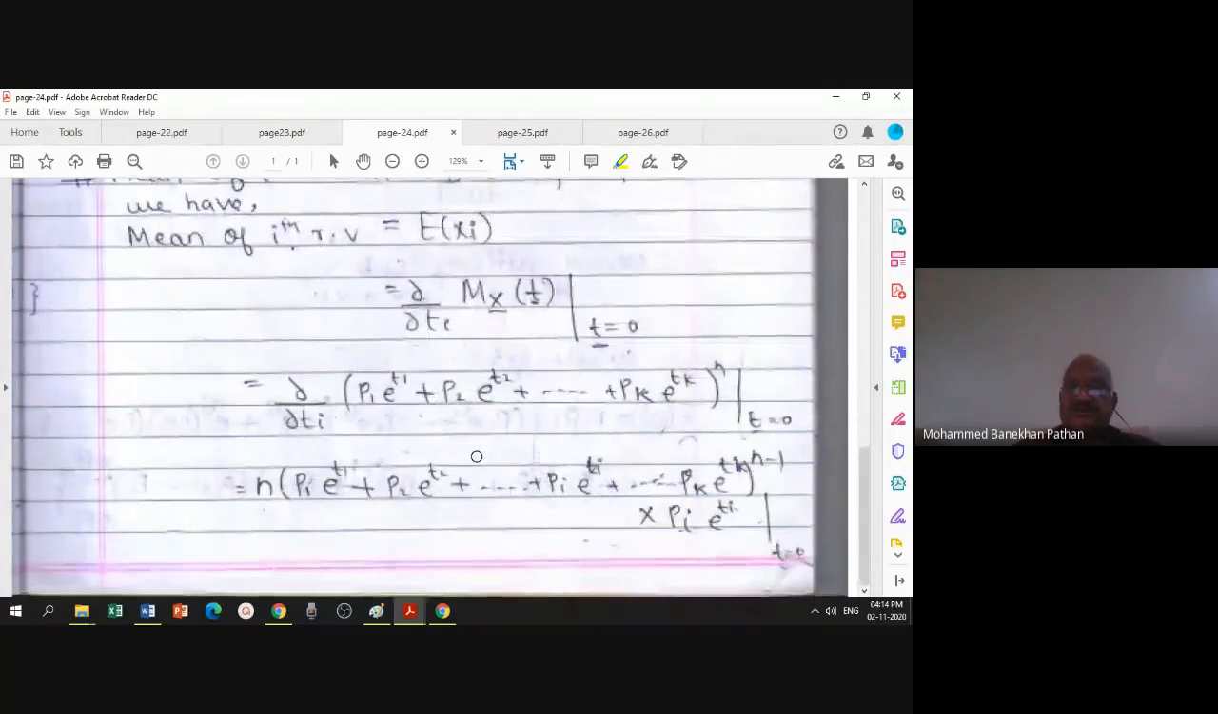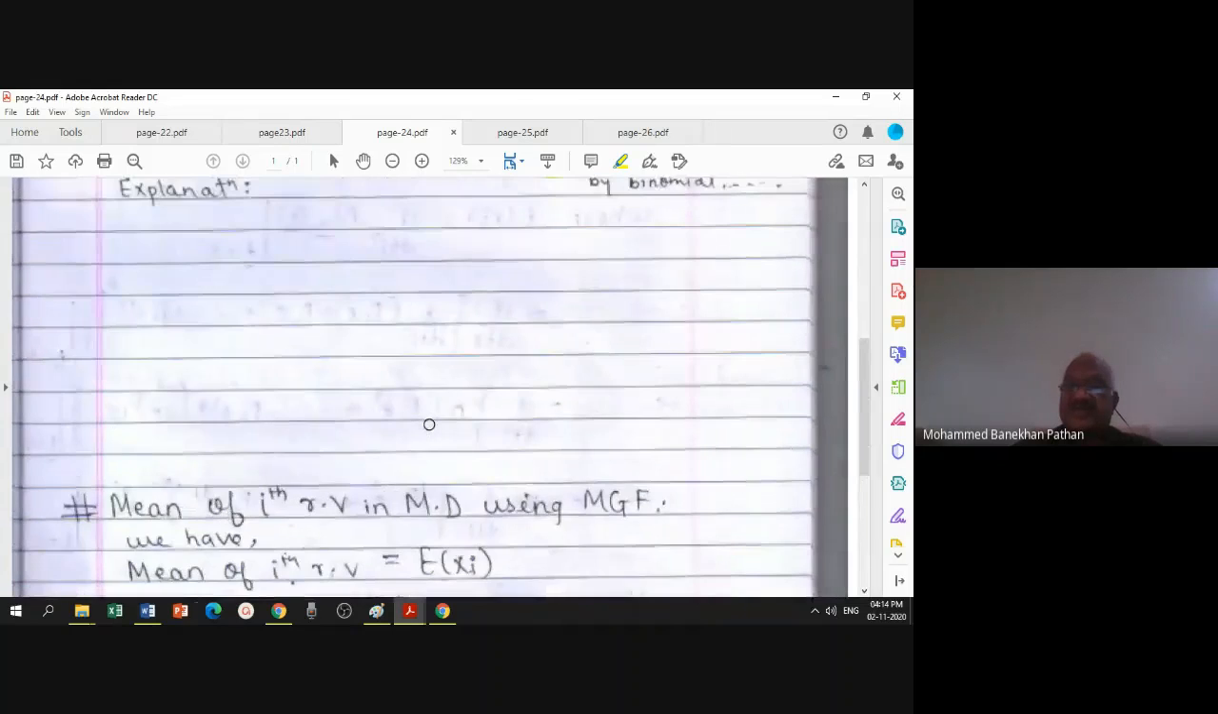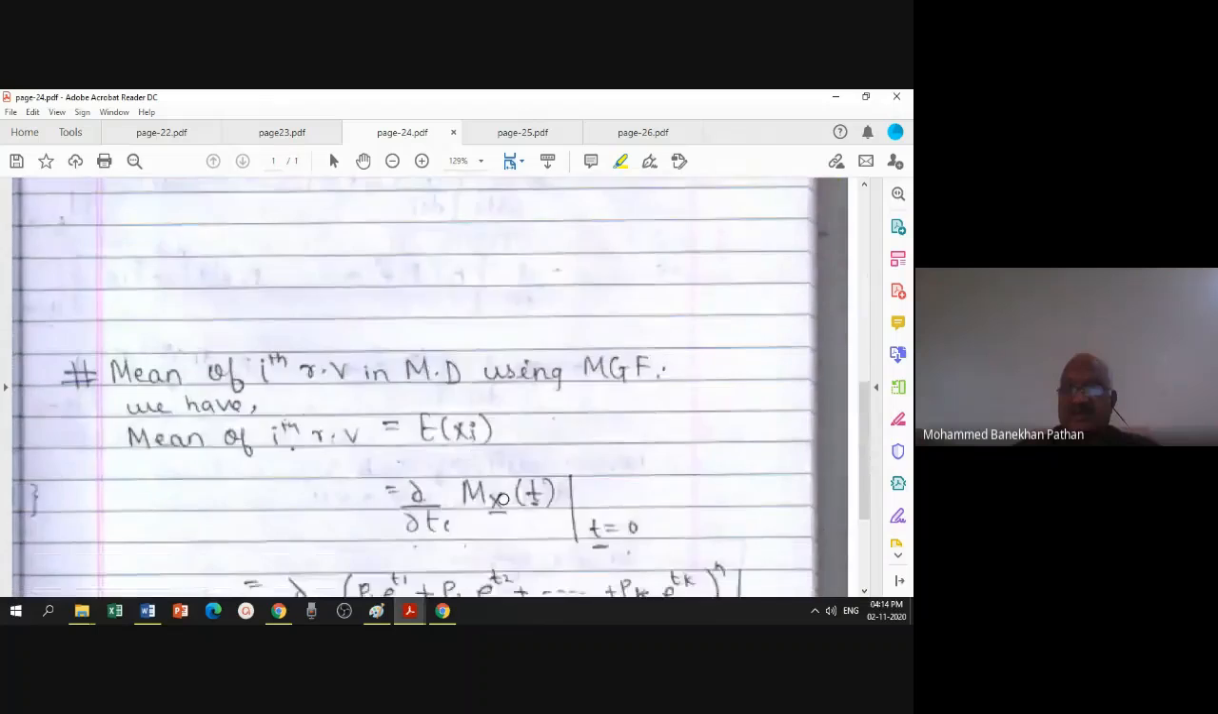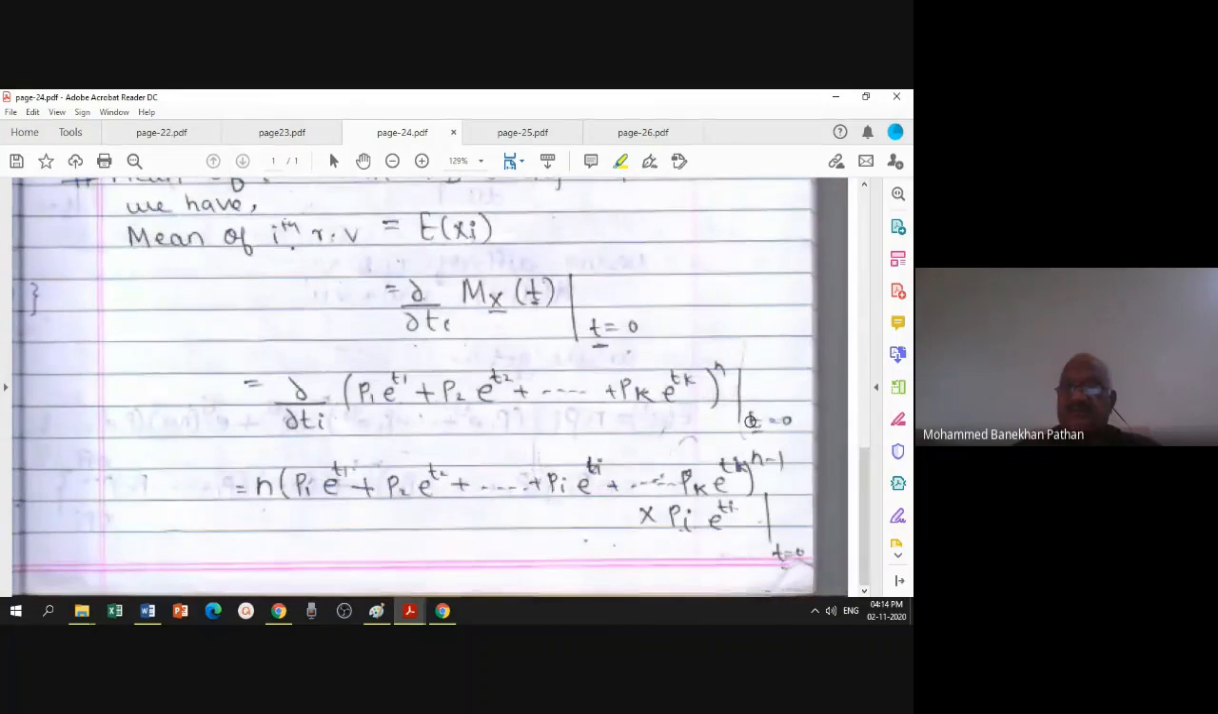So what is the next step? d by dti. This is the curly d: partial differentiation, while d means total differentiation. It is partial d by partial d ti of the MGF, what we derived just now. You can see on the screen, this is the MGF. So I differentiate this function for a particular variable i, and then I replace t equal to 0.